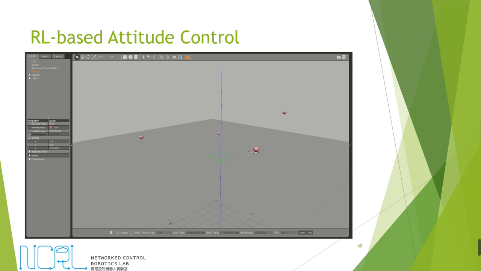Does the simulator simulate aerodynamics? I think a little bit of aerodynamics, but it considers gravity. Yeah.